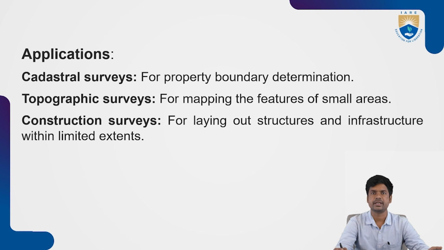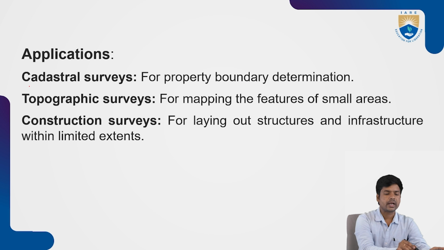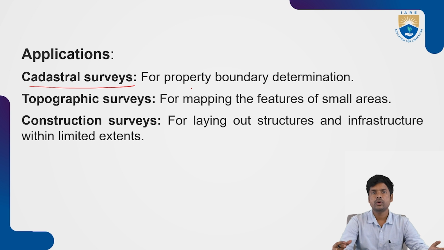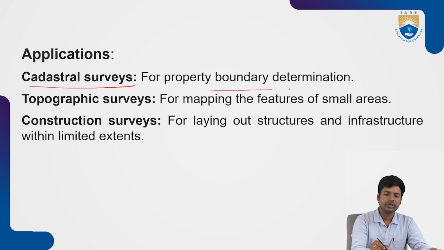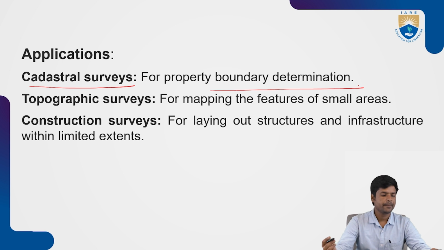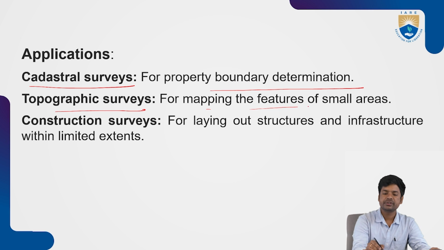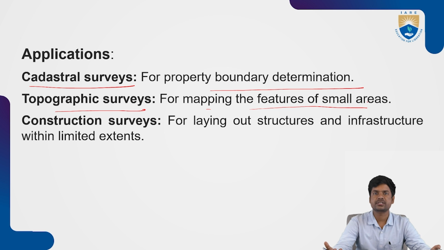Now coming to the applications of plane surveying, this will be used in cadastral surveys. Cadastral survey means whenever you have property boundaries, like crop areas or building areas, to mark these property boundaries, they are very small areas, and we can do the surveying by using the plane survey without considering the earth curvature. So for property boundary determination, we are going to use plane survey. And next, topographic surveys for mapping the features of small areas. When you do the topographic surveys, we are going to mark all elevations and all objects which are present on the earth surface, right?